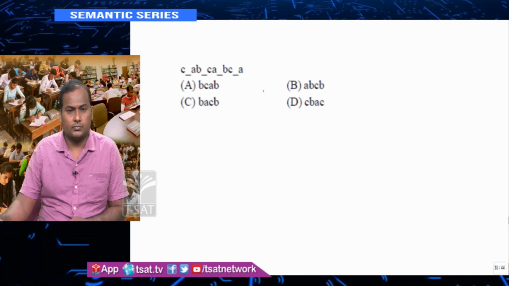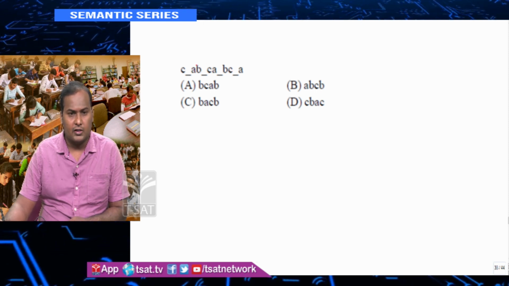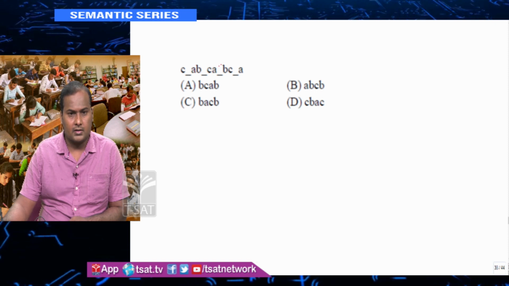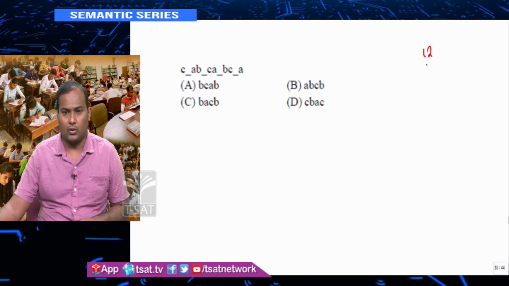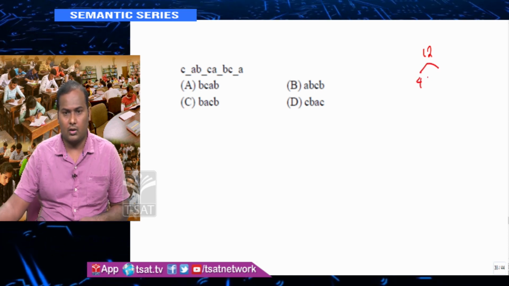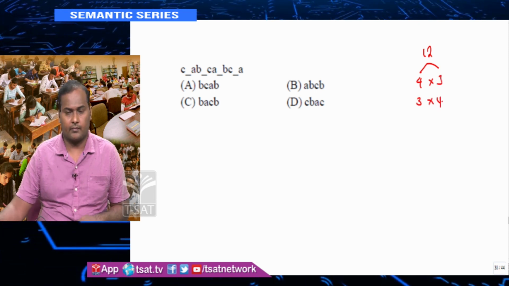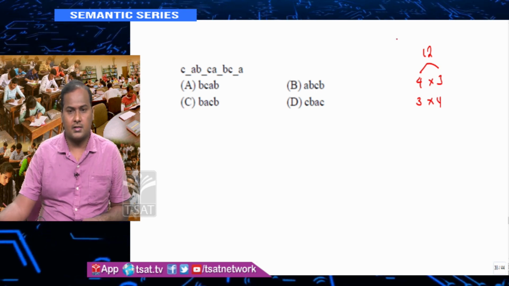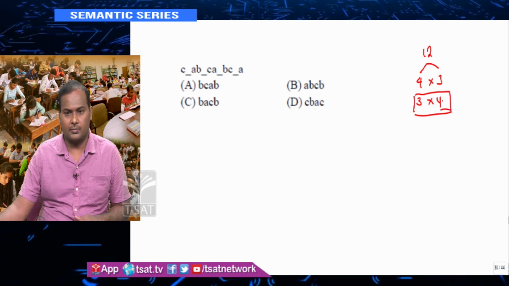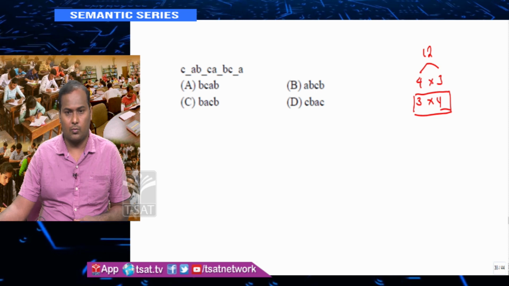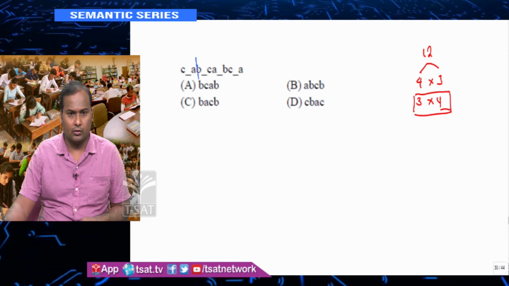In this question also, first you try to find out how many letters are there. In this particular series, 3, 6, 9, 12. Total 12 are there. When there are 12 letters, the possibility is 4 blocks repeating 3 times or 3 blocks repeating 4 times. So these two possibilities are there. First, I will check with 3 blocks repeating 4 times. If I am not getting the answer with 3 blocks repeating 4 times, then I will check with 4 blocks repeating 3 times. So first, I will try to divide it into 3 blocks.